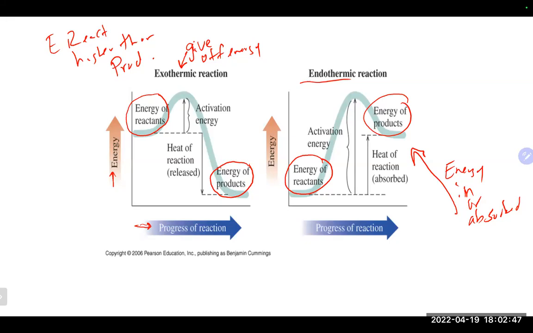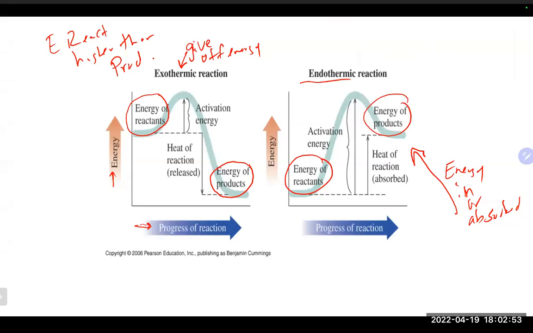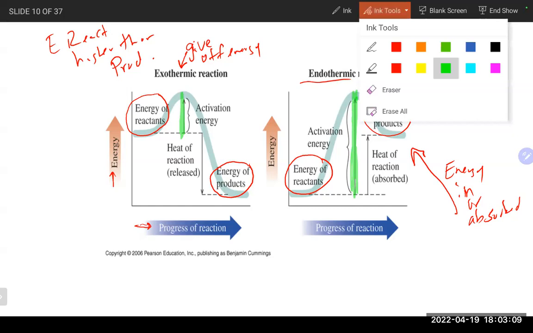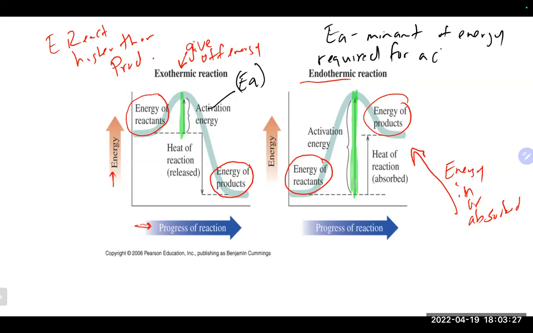The third really important spot is actually the hill here. From where the reactants start in energy to the peak of the hill, that is this one right there, and over here, it is this one right here. That is what is known as the activation energy, sometimes abbreviated E of A. The activation energy is the minimum amount of energy required for a chemical reaction to take place.